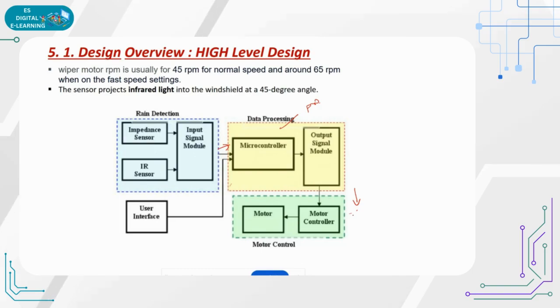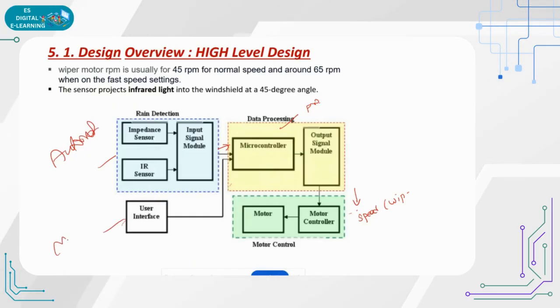What this motor will do is adjust the speed and start wiping the system. This is about the automatic switch, and we have a manual switch as well. Both will be there. The manual switch activates whenever the user requires it. Automatic activates depending upon the situation.